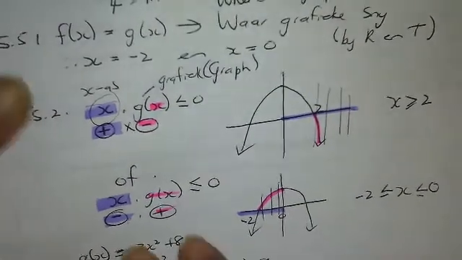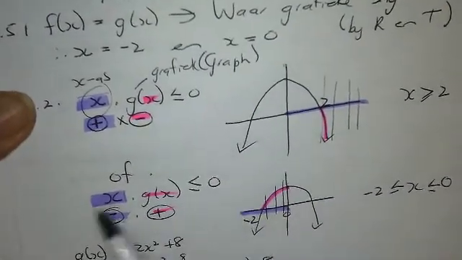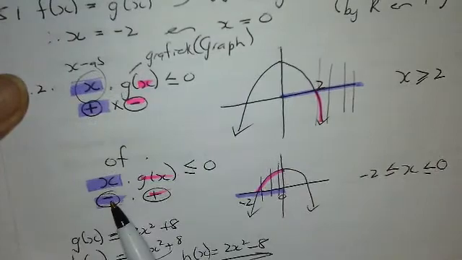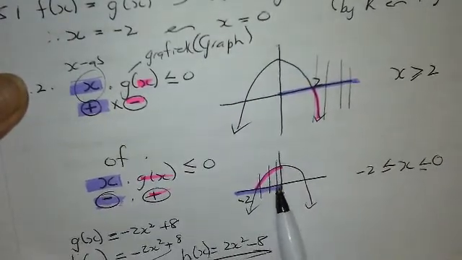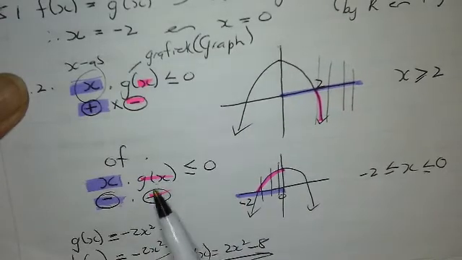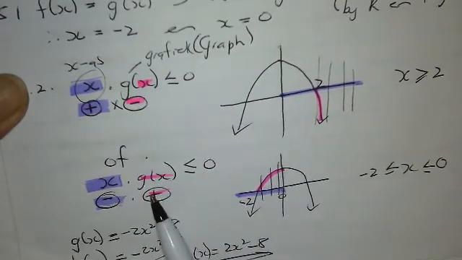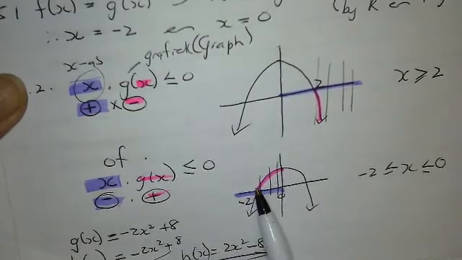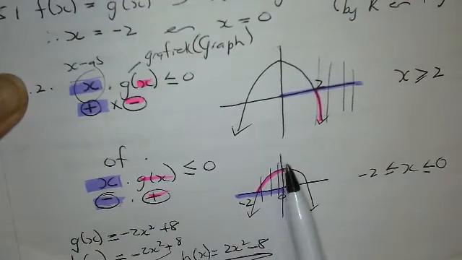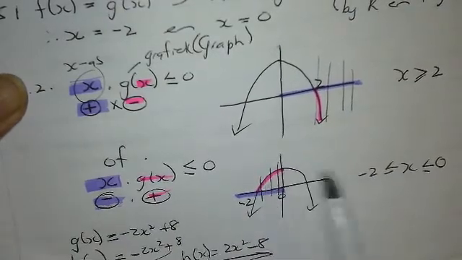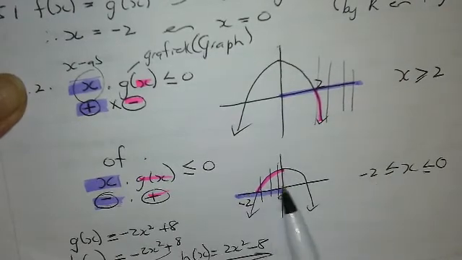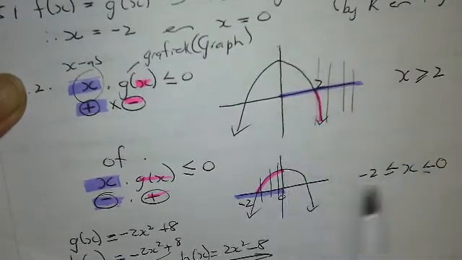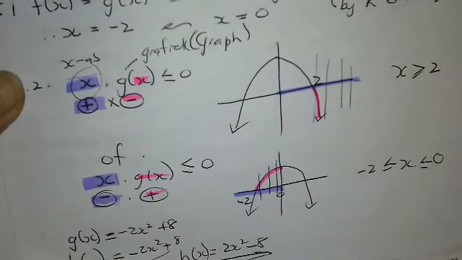Or I can get another option there, that for my x-axis, I can take the negative side. So if I take the negative side of the x-axis, then my graph must be positive. It means the graph must be above my x-axis. And where they intersect, that's my solution. So that is then between -2 and 0. And both answers must be written down.